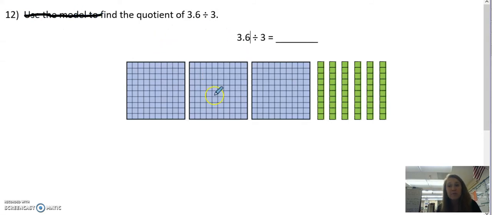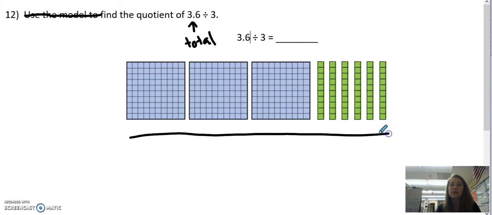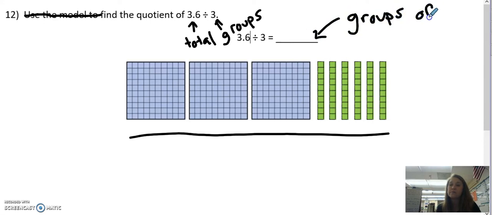So I'm going to show you how to do it with models and then how to do it with partial quotients. So this right here is my total amount. And you can see that we've already shown you the total right here, 3 wholes and 6/10. 1, 2, 3, 4, 5, 6. I'm going to divide that total into 3. 3 what? 3 groups. I'm going to turn it into 3 groups. That tells me that whatever my answer is going to be is what's in each group, or groups of.